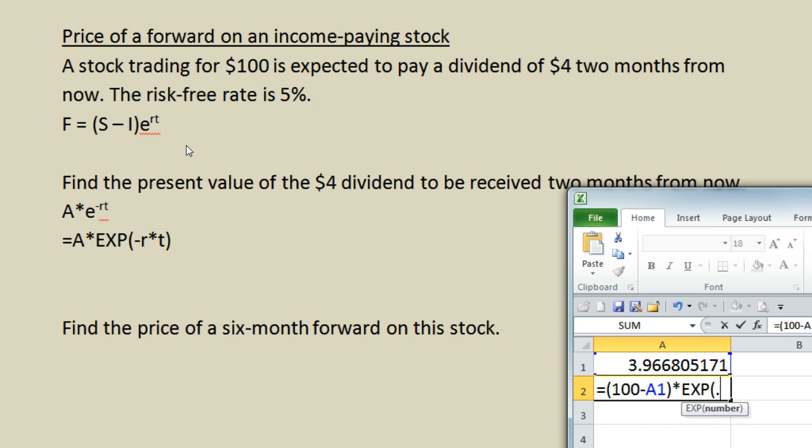The equation then says we have to multiply by e raised to the something, and the something is the interest rate 0.05 times the time. Now this is a 6-month forward, so make sure you're getting the times correct. When we did the dividend, we did 2/12 because the dividend was received 2 months from now, but this is a 6-month forward, so the time is 6/12. And again, you can put 6/12, or you can just put 0.5. Close parentheses there. The price of a 6-month forward on this stock will be $98.46.